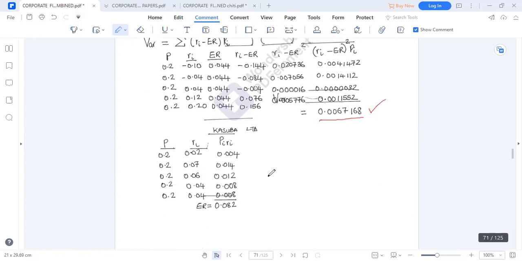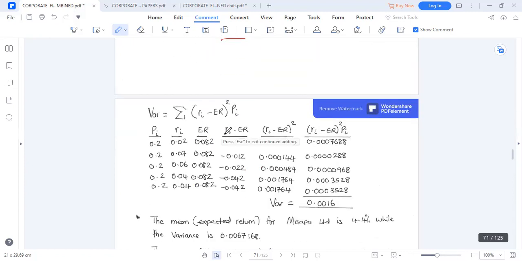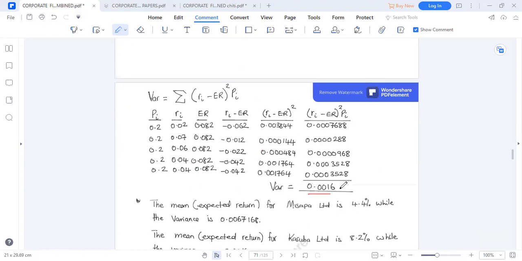We do the same for the other company, Kasuba. The probability of 20% by the respective returns, the total gives our expected return for asset B, or asset Kasuba. And we find the variance by doing the same. After getting the expected return that we calculated here, 0.082, we subtract it from each of these returns and we square it. After squaring it, we multiply by the probability 0.2, and the total gives the variance.